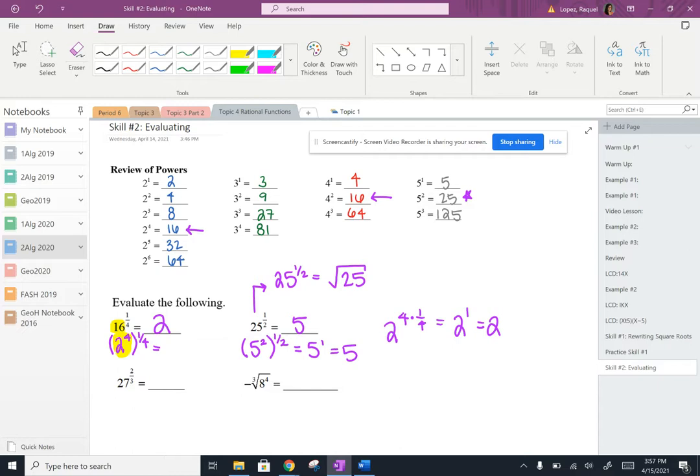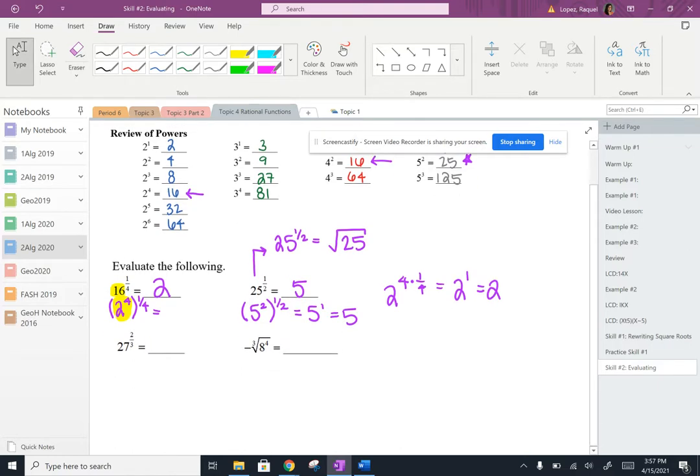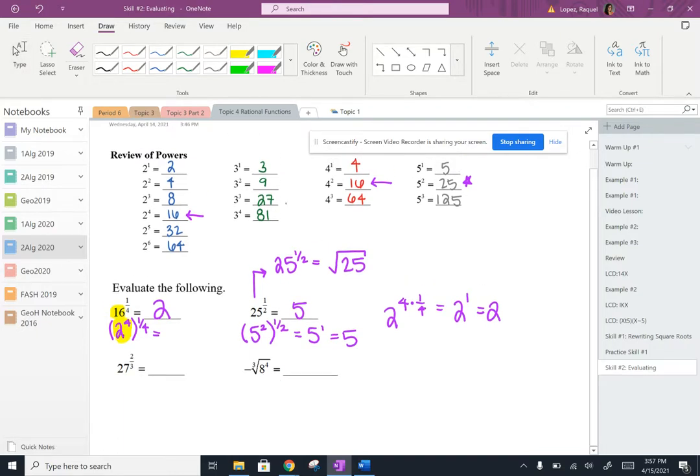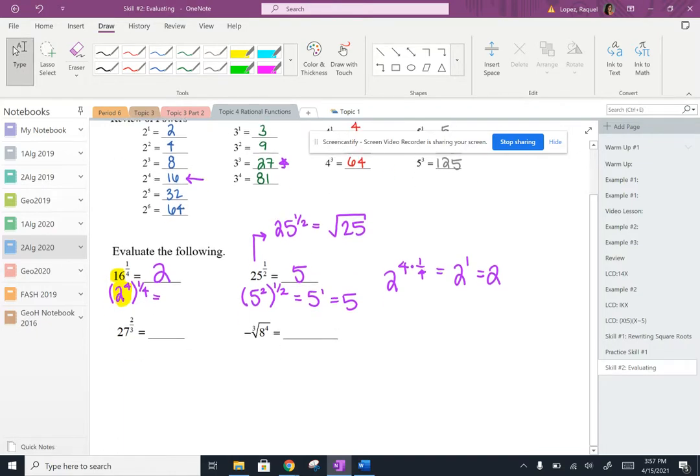Okay, let's look at 27 to the 2/3. Okay, so 27 is going to appear in our column of threes. So I'm going to rewrite 27 as 3 to the third power. And I'm raising that to the power of 2/3. So when I go to multiply this out, and when I say multiply, I mean multiply the exponents, I have 3 to the power of 3 times 2/3.